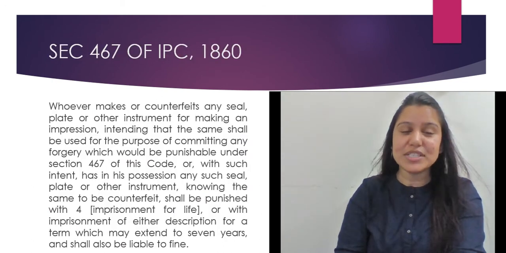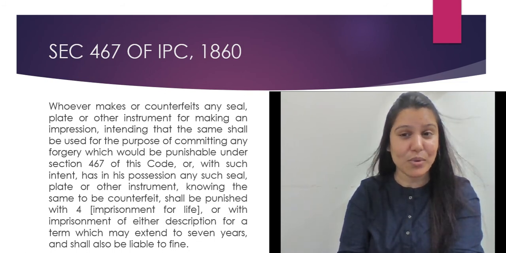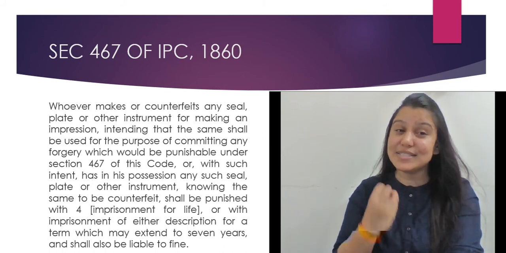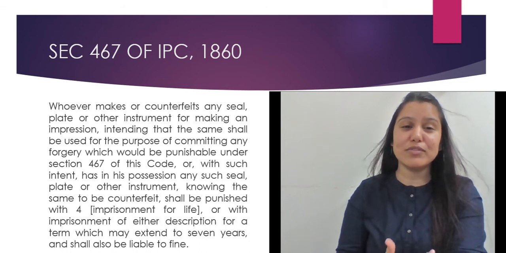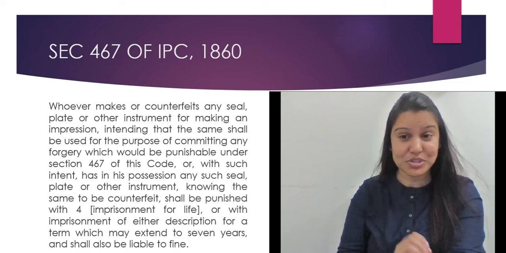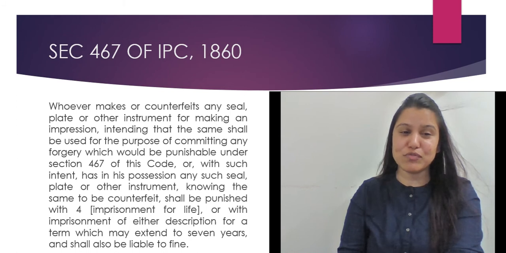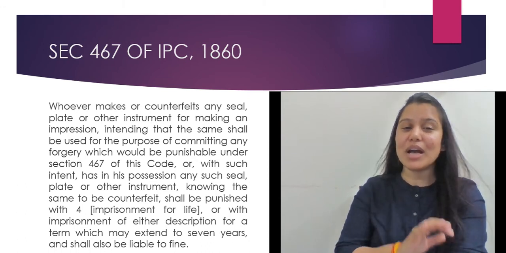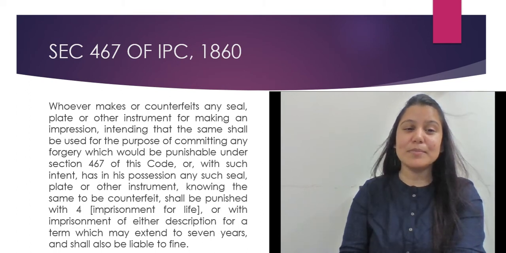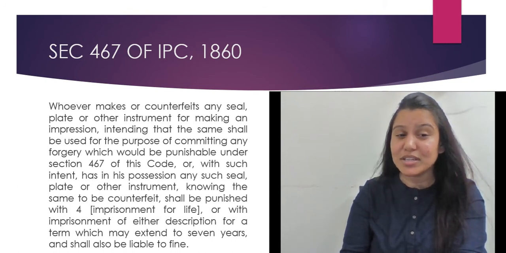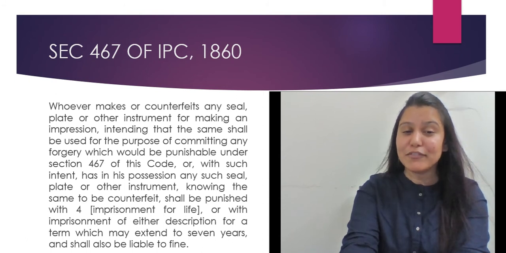So let's see what the whole offense is and under which section it has been mentioned. Counterfeiting is mentioned under section 467 of the Indian Penal Code. Now what does this section say? Whoever makes or counterfeits any seal, plate, or other instrument for making an impression, intending that the same shall be used for the purpose of committing any forgery, or with such intent has in his possession any seal, plate, or other instrument, knowing the same to be counterfeit, shall be punished with imprisonment for life or with imprisonment of either description for a term which shall not be less than 7 years, and shall also be liable to fine.